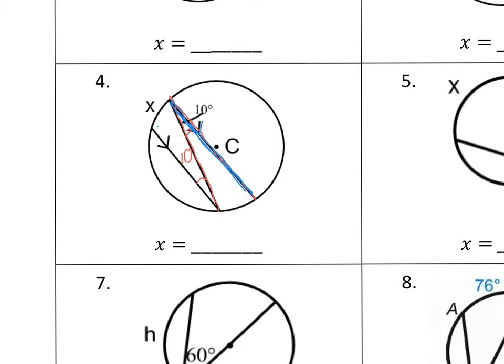Now, as I said, the arc that I'm worried about is this one. Well, that 10 degrees that I just marked, this is an inscribed angle. It opens up to this intercepted arc, which is going to be double that measure.